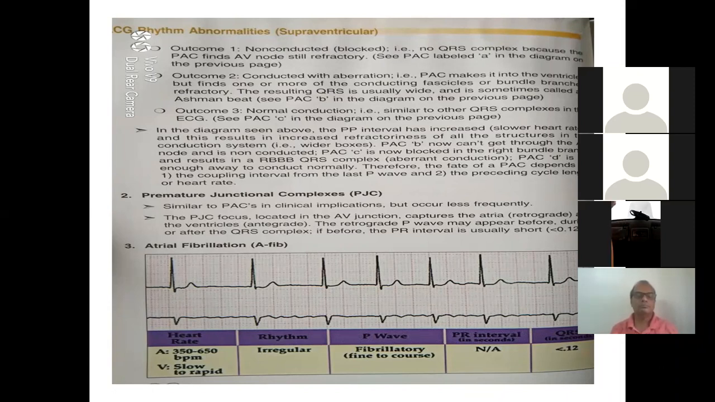क्या रेट पे बीट कर रहा है एट्रियम? What is the beating rate normally? 70 to 80. And in atrial fibrillation क्या चल रहा है? 350, 300. Yes, sir. What you need to understand.